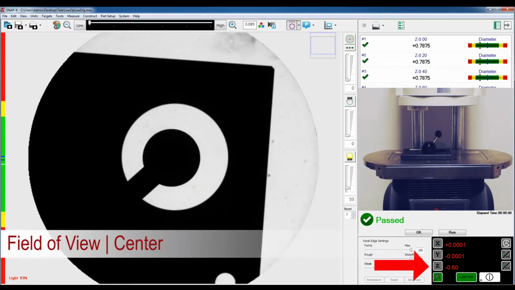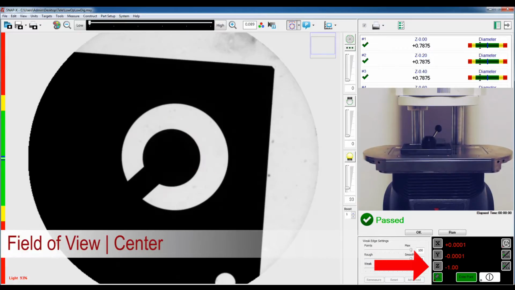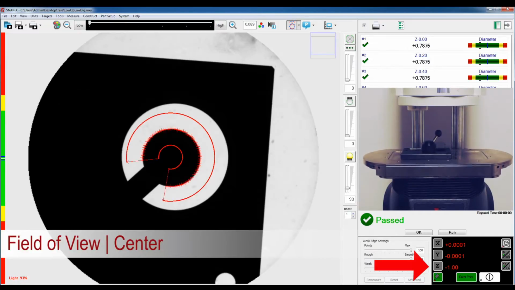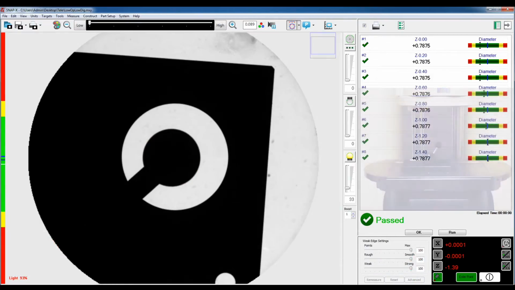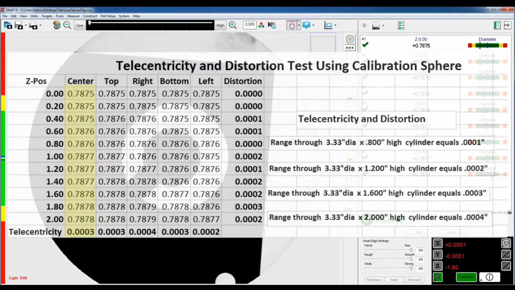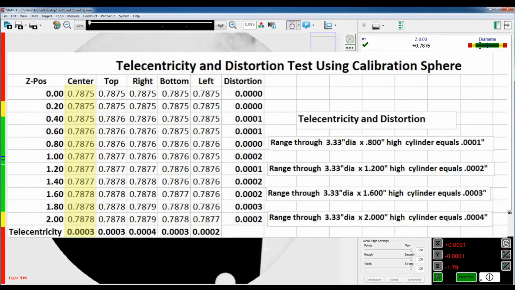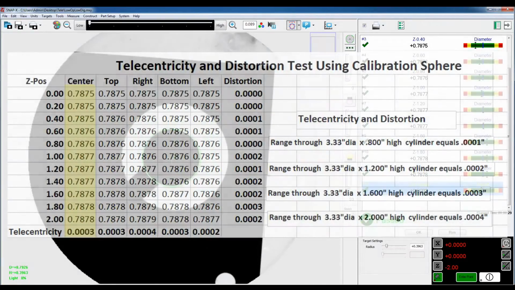Then the stage is moved 200 thousandths, 5 millimeters, closer to the optics, in this case up in Z, and measured again. This is repeated in 200 thousandths, 5 millimeter increments throughout a total of 2 inches, 50 millimeters. The total range of measurements is noted. This number gives a good representation of the telecentricity of the system.